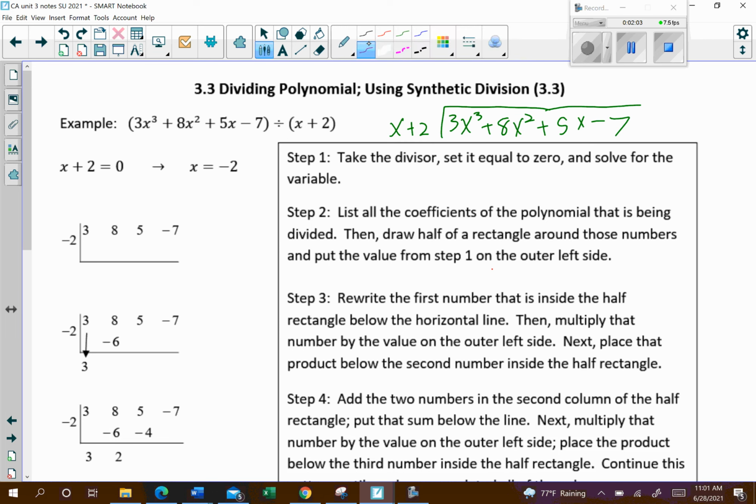The first thing that you do is take the divisor, set it equal to 0, and solve for the variable. So you take x plus 2 and subtract 2 from both sides, and you get x equals negative 2.